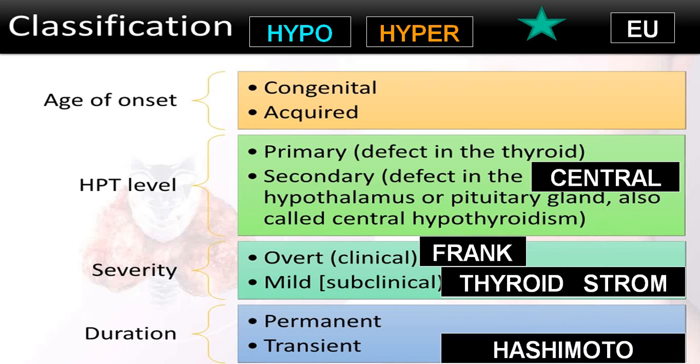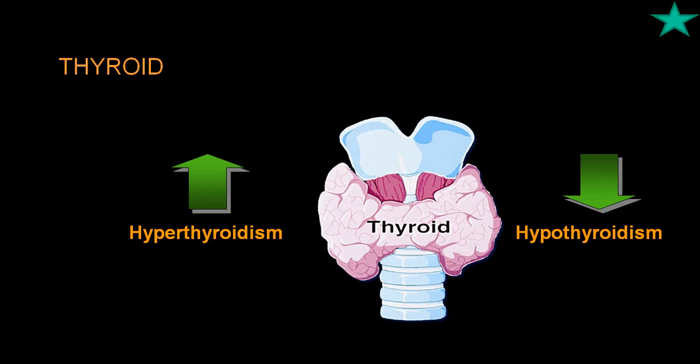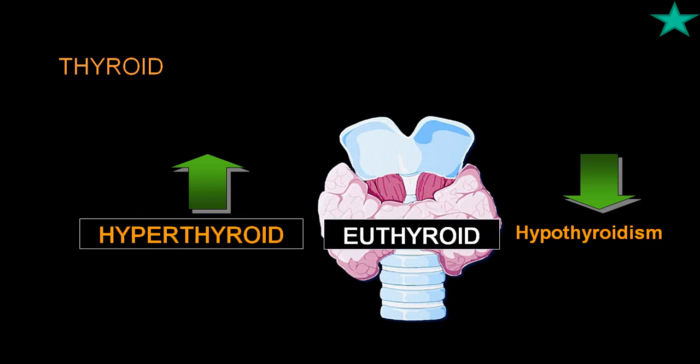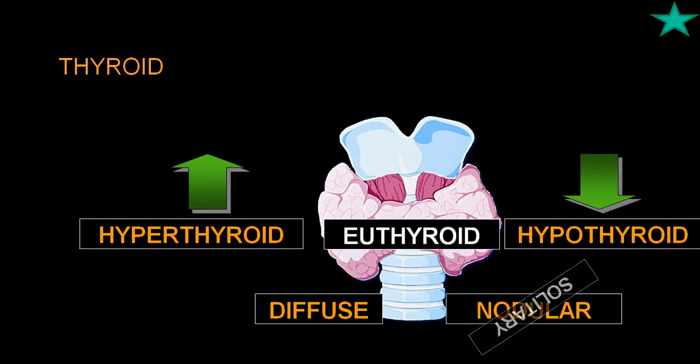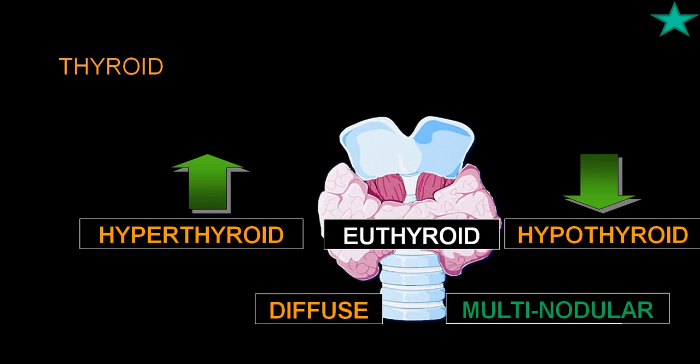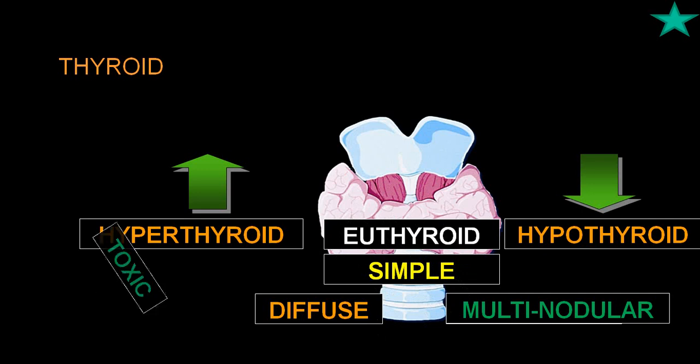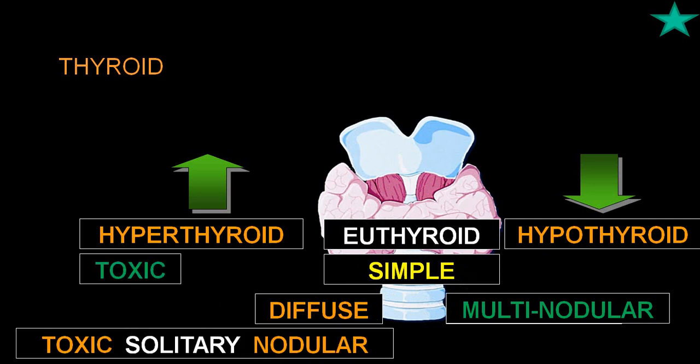There is another group, autoimmune, Hashimoto's thyroiditis. Thyroid goiter can be hyper, hypo, or euthyroid. It can be diffuse or it can be nodular. It can be solitary nodule or it can be multinodular. And these nodules, diffuse enlargement, can be hyper, hypo, or euthyroid. Toxic, when it is hyper we call toxic, so it can be toxic solitary nodule, toxic multinodular, or diffuse toxic.